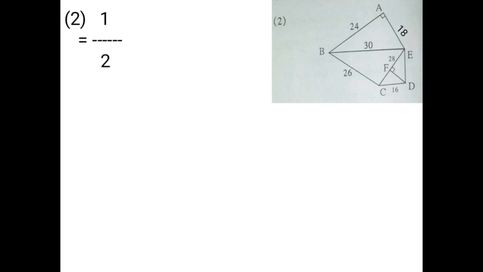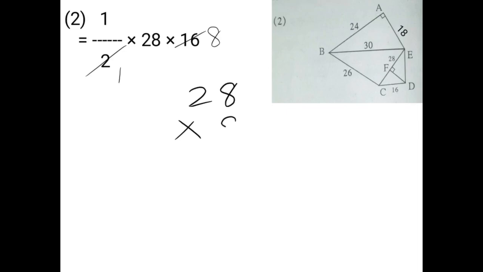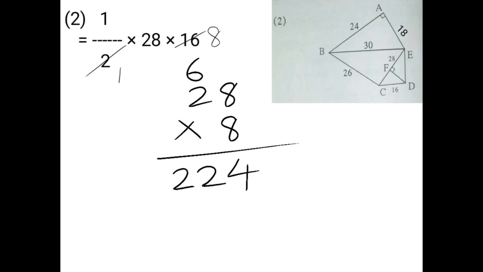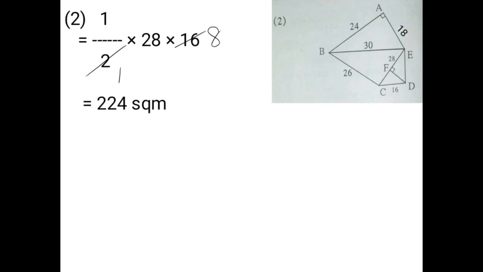That is equal to half into length of CE is 28 into length of FD is 16. Now you have to do two table cancellation. 2 ones are 2, 2 8s are 16. Multiply the number 28 into 8. 8 8s are 64. 8 2s are 16 plus 6 is 22. After multiplying 28 into 8, the answer is 224. That is equal to 224 square meter.